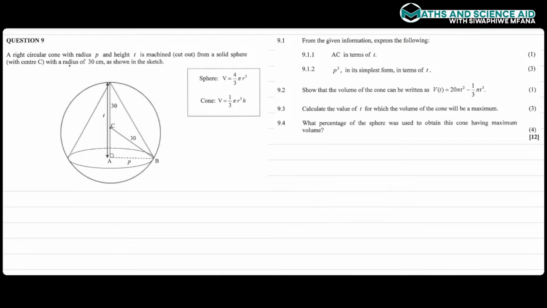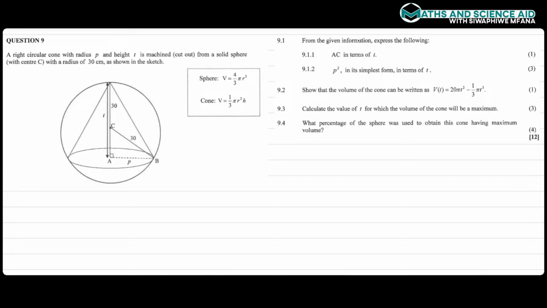we have here a right circular cone with radius P and height T. And this is machined or cut out from a solid sphere with center C with a radius of 30 centimeters as shown in the sketch. So in this case, they have shown us all of that information on the sketch. We are also given some formulas here for the volumes of the sphere and the cone. So quickly, let's jump into the first question.